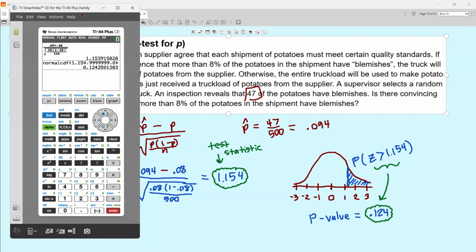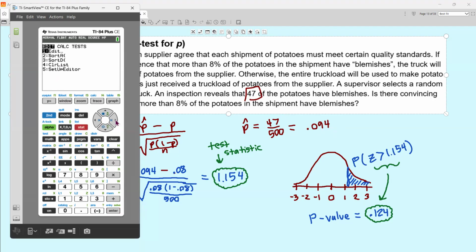You can also get that test statistic and p-value using your calculator stat menu. So if you go into stat, tests, one prop z test, your null is going to be 0.08. Your X is 47. Remember, there were 47 potatoes that had blemishes, and your sample size was 500. Our alternative was greater than, and you can do calculate or draw. I'll show you both. So calculate is going to give you not only the test statistic and p-value, but it's going to also give you the sample proportion, which we had already calculated anyway, and your sample size. You should probably already have those anyway.